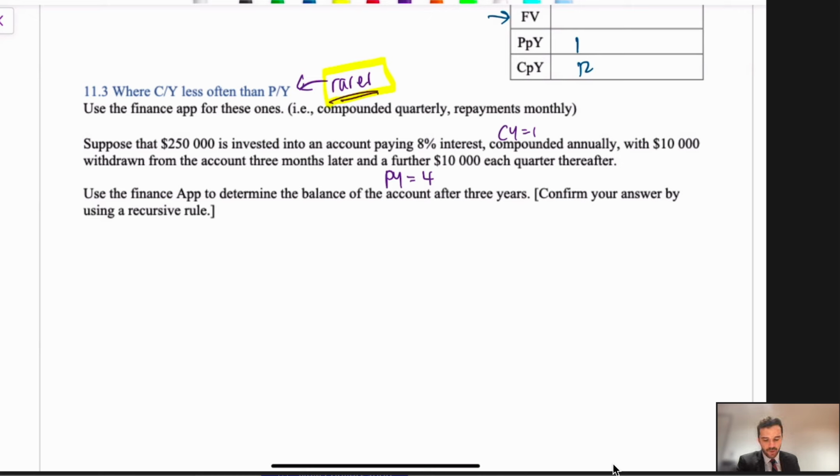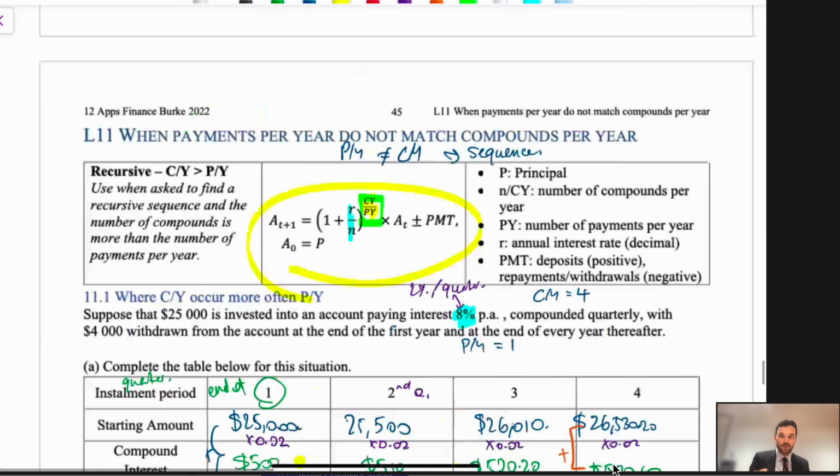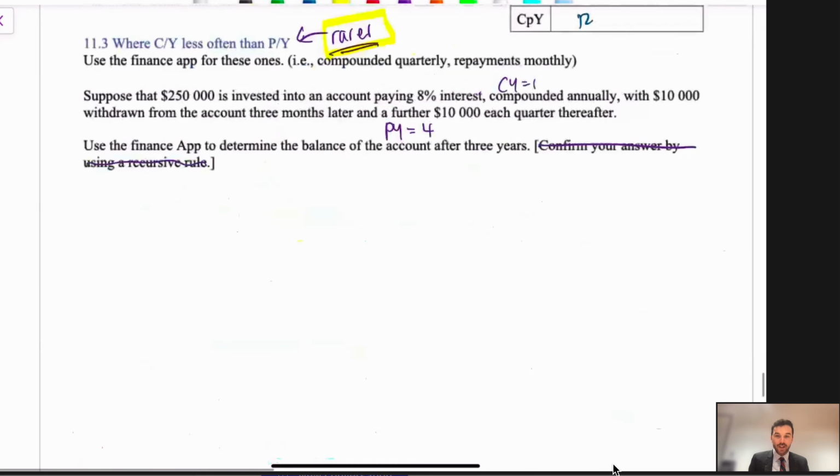And it does say confirm your answer using a recursive rule. We are going to just cross that out because it just doesn't make any sense using our formula for the recursive rule. Do you remember up here? Really only use this when you've got the compounds per year exceeding the payments per year. It doesn't make any sense when it goes the other way around. Okay, so let's get straight into this.